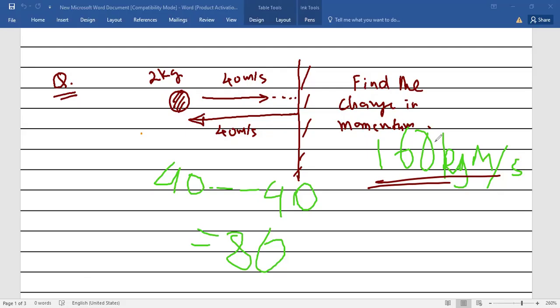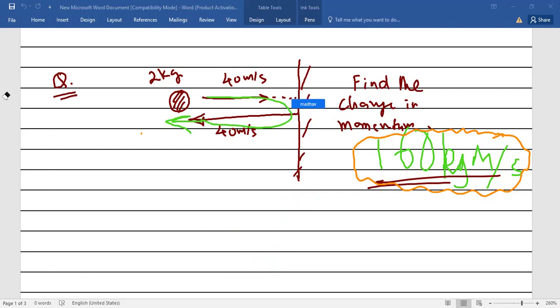But here you have to say what is the direction of change in momentum, towards the right side or towards the left side? Because change in momentum is also a vector quantity. So towards right side or left side, what will you write?